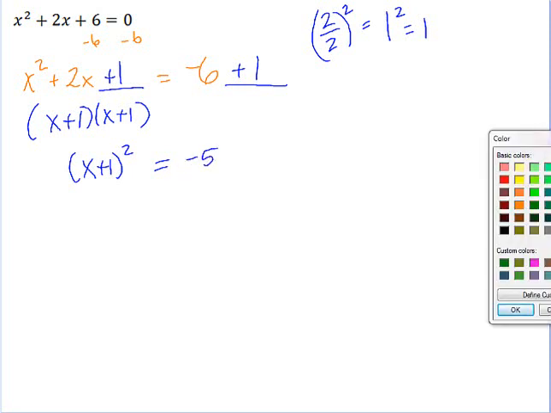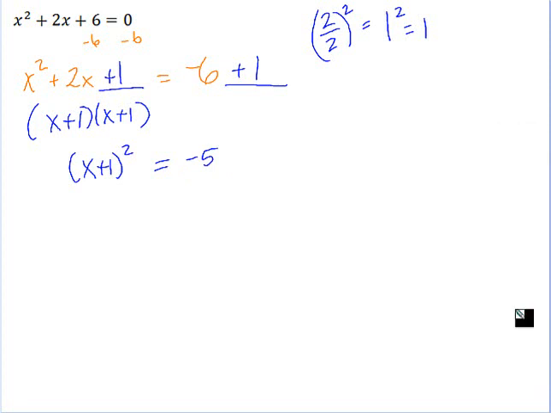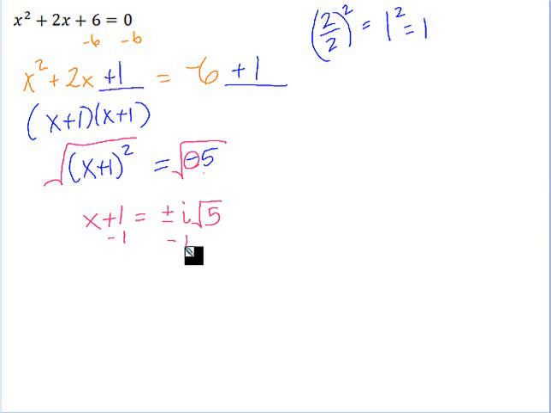From here, we would do the square root property. So we would take the square root of both sides. So we now have x plus 1 is equal to plus or minus the square root of negative 5. Well, the square root of a negative number automatically means we have i and then square root of 5, because we can't simplify that down any further. Then to get the x alone, we'd subtract 1 from both sides. So our x here would be equal to negative 1 plus or minus i square root of 5. And that would be as simple as we could go.